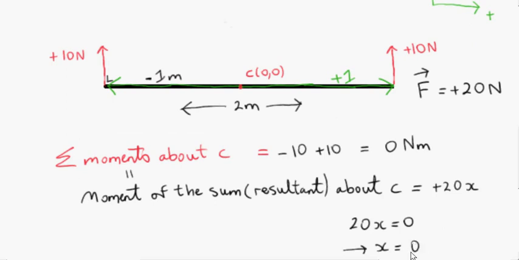So here's our position vector. So its tail is at the origin and its head is also at the origin. So it's not even a vector, it's just a point. So this is where we place our 20 Newton force.